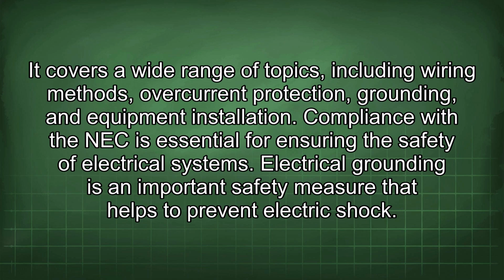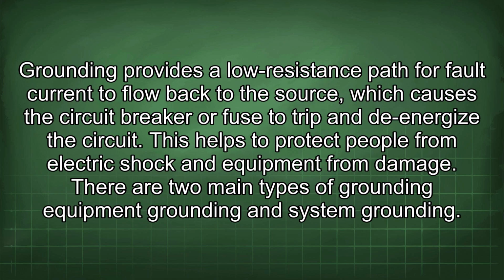Electrical grounding is an important safety measure that helps to prevent electric shock. Grounding provides a low resistance path for fault current to flow back to the source, which causes the circuit breaker or fuse to trip and de-energize the circuit. This helps to protect people from electric shock and equipment from damage.